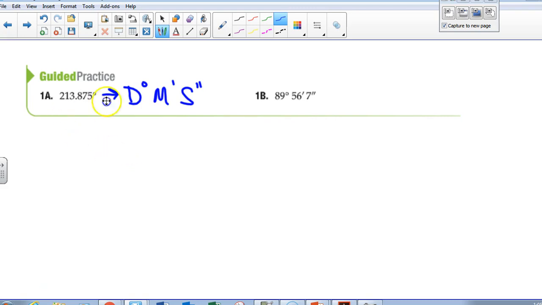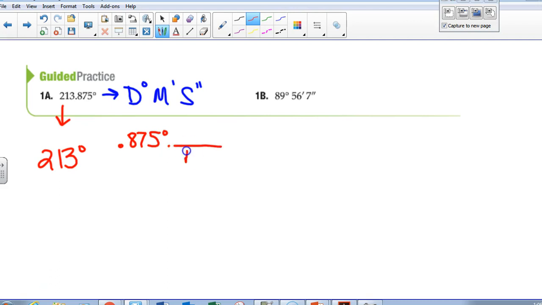I'm going to do it by hand, and then I'll show you on the calculator. To do this by hand, you would say, how many whole degrees is this? How many wholes are there? 213. What's the part? There's another 0.875 of a degree, right? How do I change that to minutes? I'm going to use my dimensional analysis because that's what we're going to use the rest of the day.